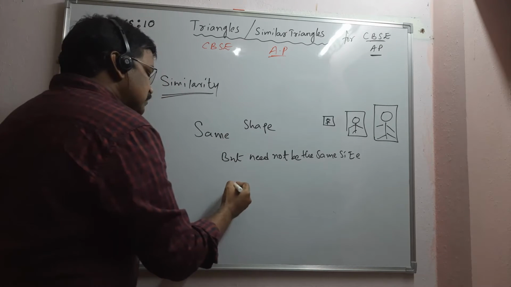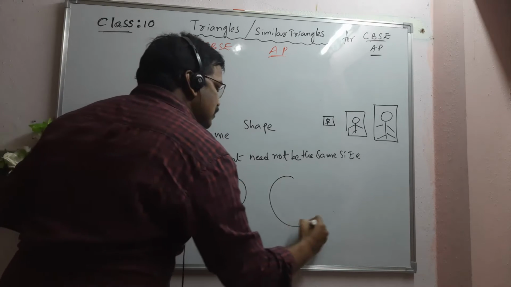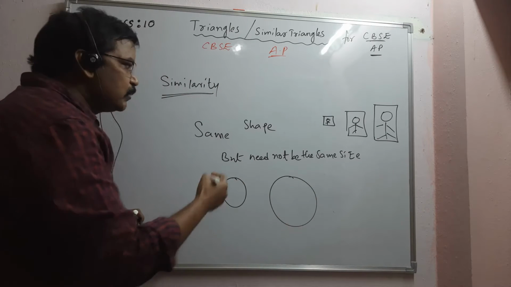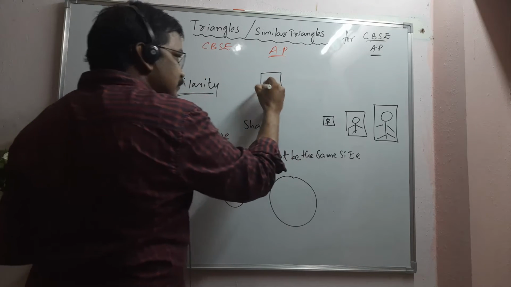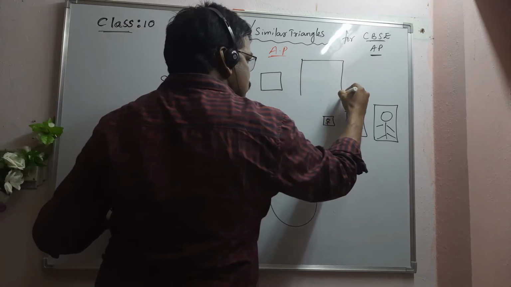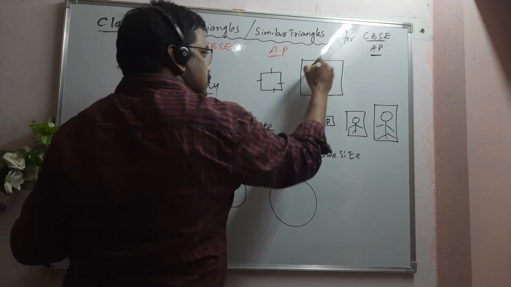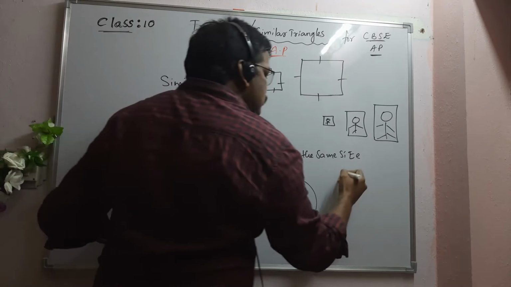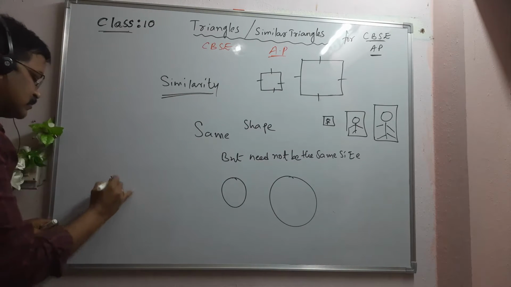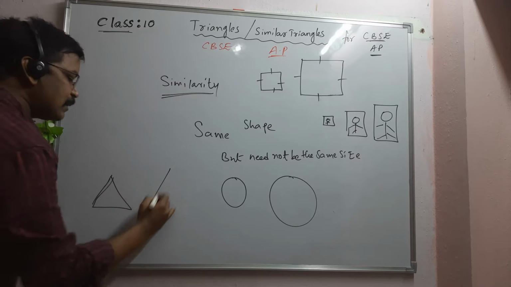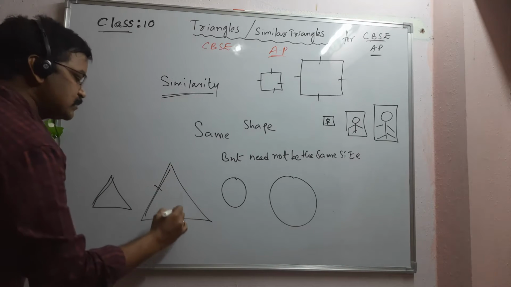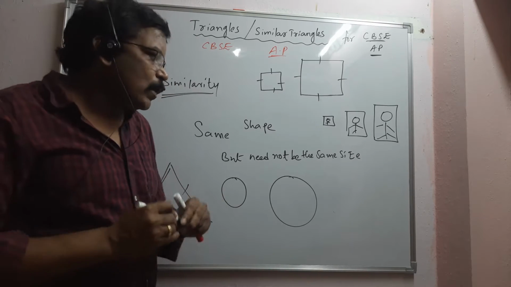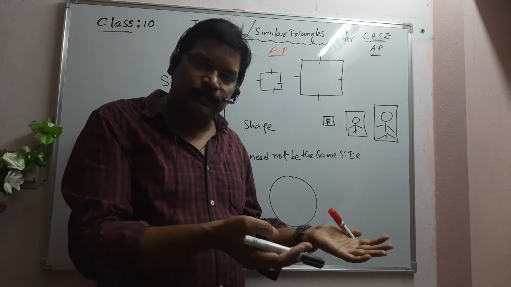See, my dear students, two circles are always similar. Similarly, two squares are always similar. Coming to triangles, two equilateral triangles are always similar. Why? They have the same shape.